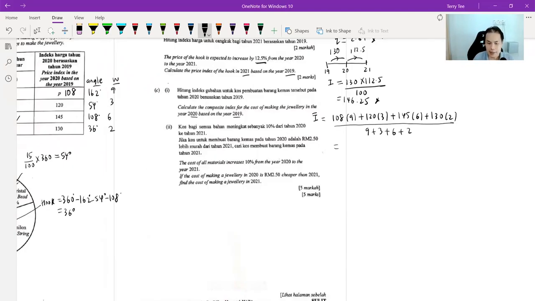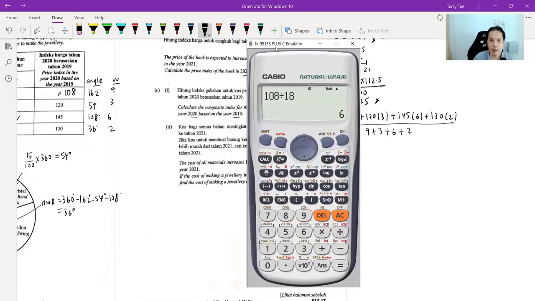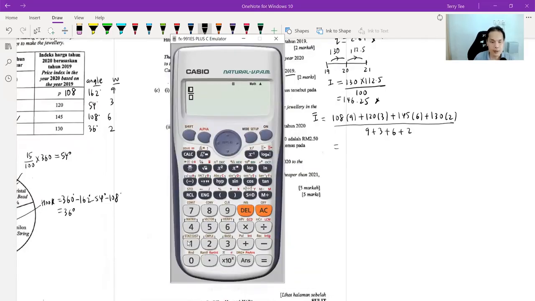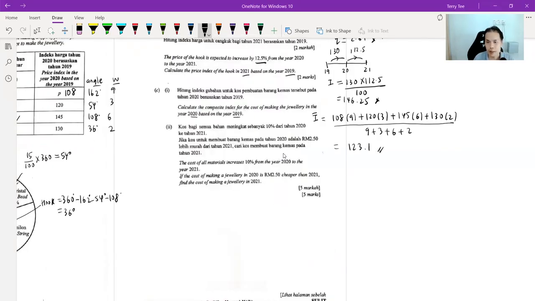Okay, so let's count. Use your calculator. First one, let's take 108 times 9. 120 times 3. 145 times 6. 130 times 2, divide by total weightage 9, 3, 6, and 2. And I got my answer as 123.1. Yep, that's your composite index.